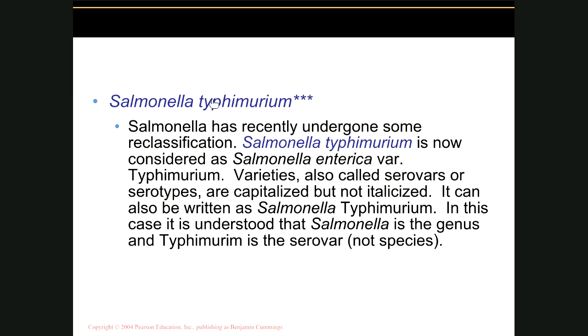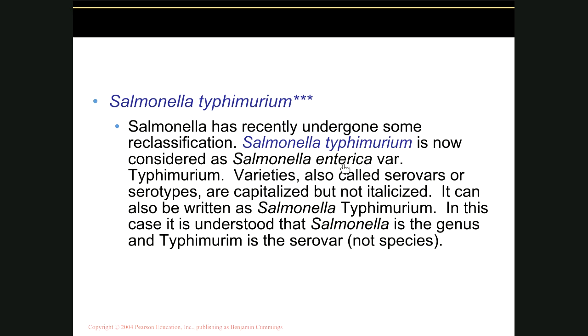Salmonella. All the different species of Salmonella, or at least most of them, if not all, have been reclassified as Salmonella enterica. So that's the species, or the specific epithet is enterica. And all the old species names are now varieties or serovars. So Salmonella typhimurium is now Salmonella enterica variety typhimurium. So all those old species of Salmonella are now varieties or serovars, and the species is all enterica.